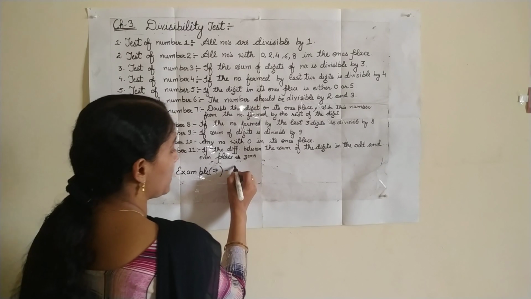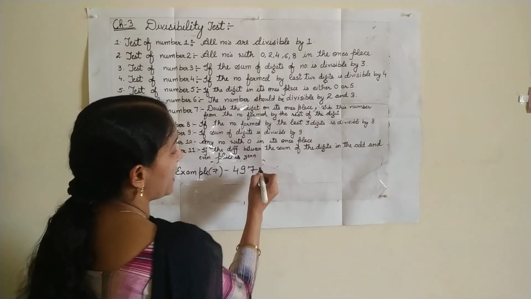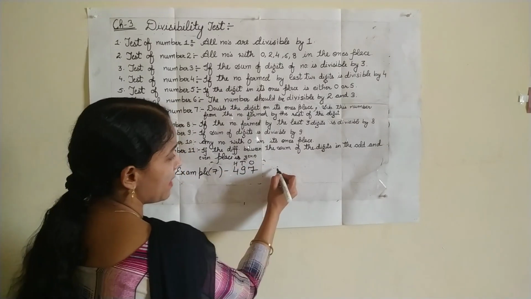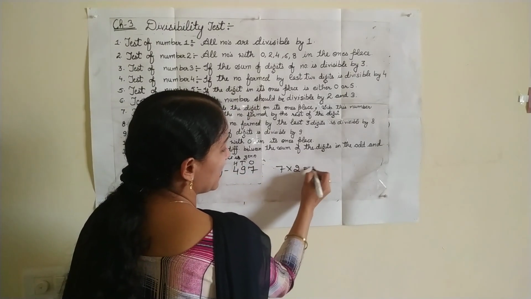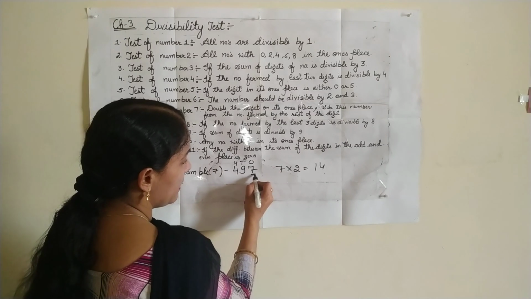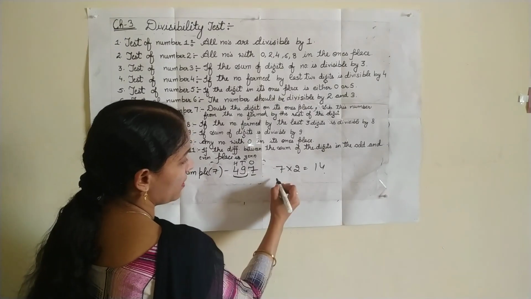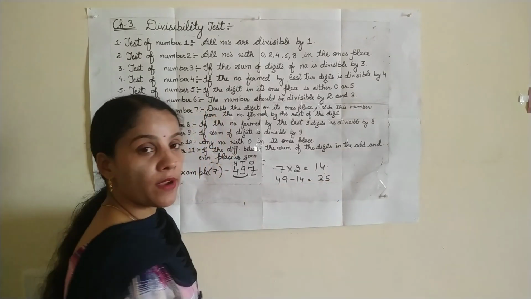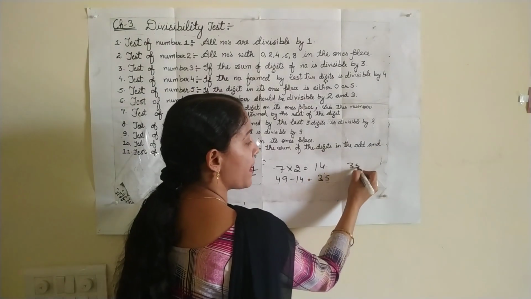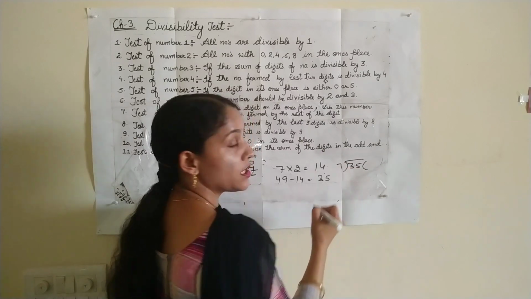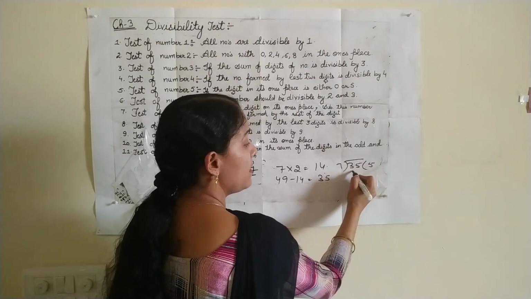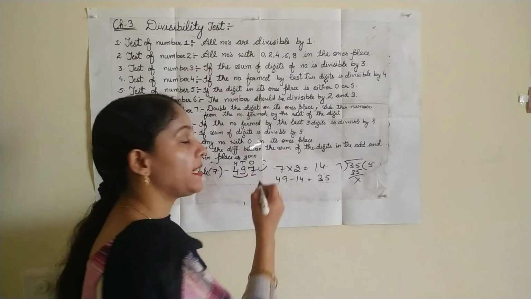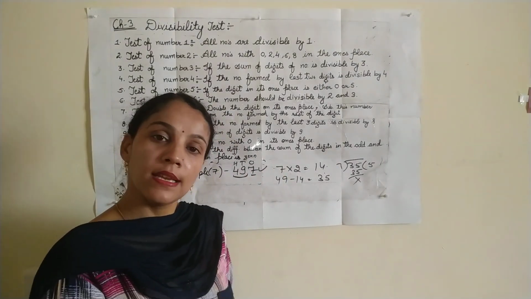Just check here, I am taking the example of 497. The ones place digit is 7. Double this number, getting 14. The rest of the number is 49. Subtract 14 from 49, getting 35. Now divide 35 by 7. Is it possible? Yes, 7 fives are 35, exactly divided. That means this number 497 is divisible by 7.